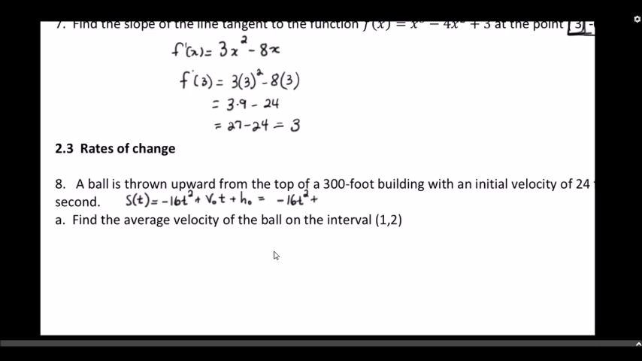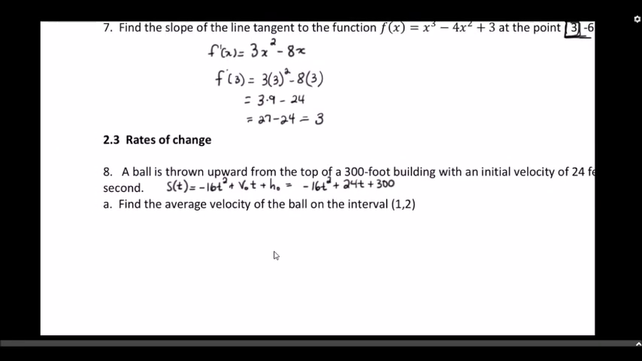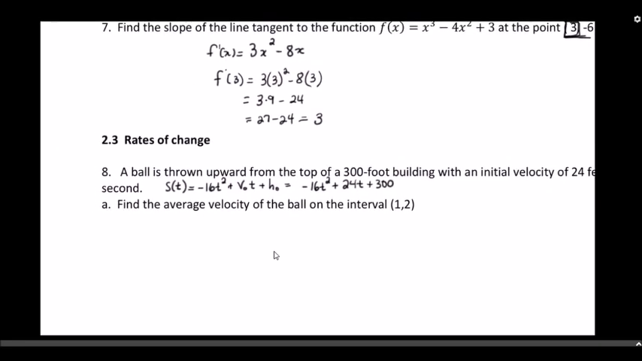So our position function is going to be negative 16t squared plus 24t, because the initial velocity was 24 feet per second upward, and it was thrown from a 300-foot building, so it's plus 300. So there's the position function. We need to have the position function so we can later talk about velocity functions.